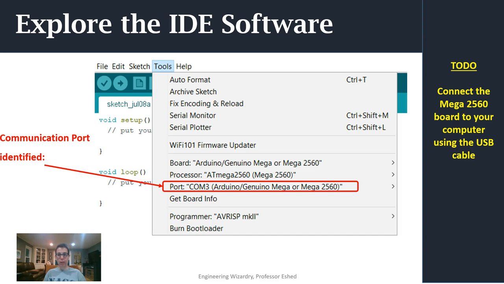So go ahead and connect the Mega 2560 board to your computer using the USB cable, and check that you have a port communication open. So pause the video and go ahead and do it, and make sure you have a port identified.